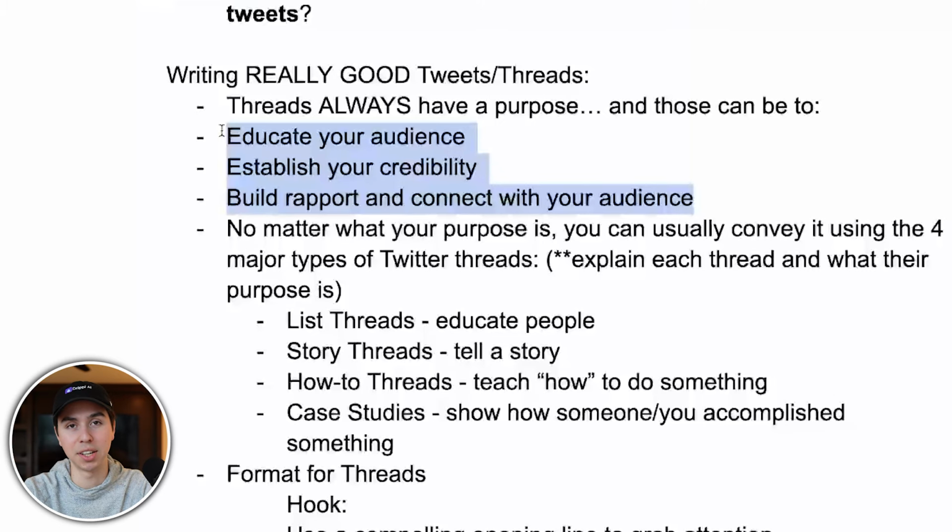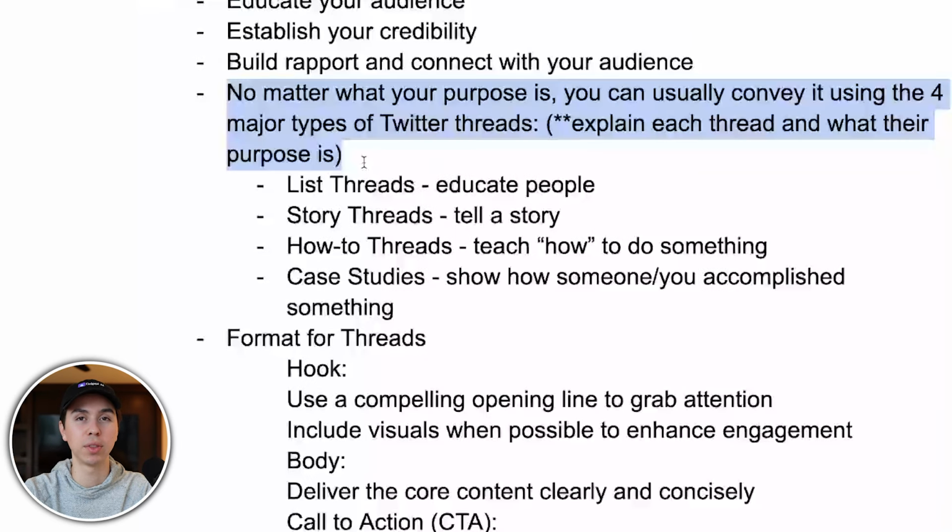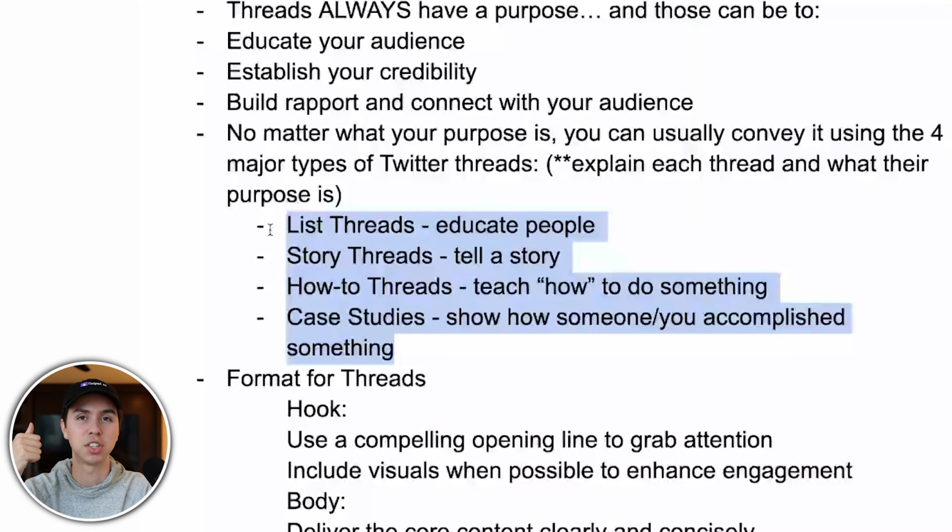Whenever you're writing a thread, there's a couple reasons as to why you're writing a thread. So you're either educating your audience like I did with that thread, you're establishing your credibility, or you're trying to build rapport and connecting with your audience. And so no matter what the purpose is, these usually boil down to a couple different types of threads. And so we have list threads where essentially you just educate people. So you'll see these on Twitter all the time. So list of 7 books that Elon Musk XYZ. So you're just educating your audience. You're letting them know. It's kind of super simple. List threads are really, really popular.